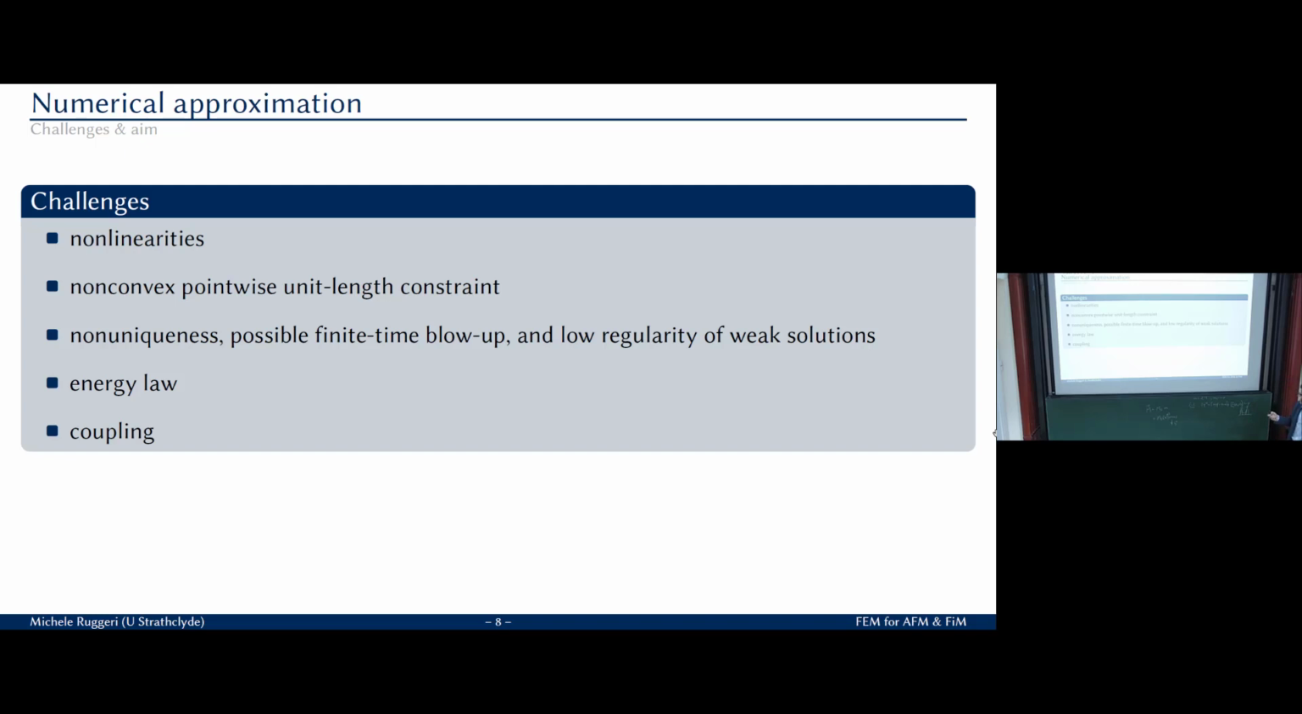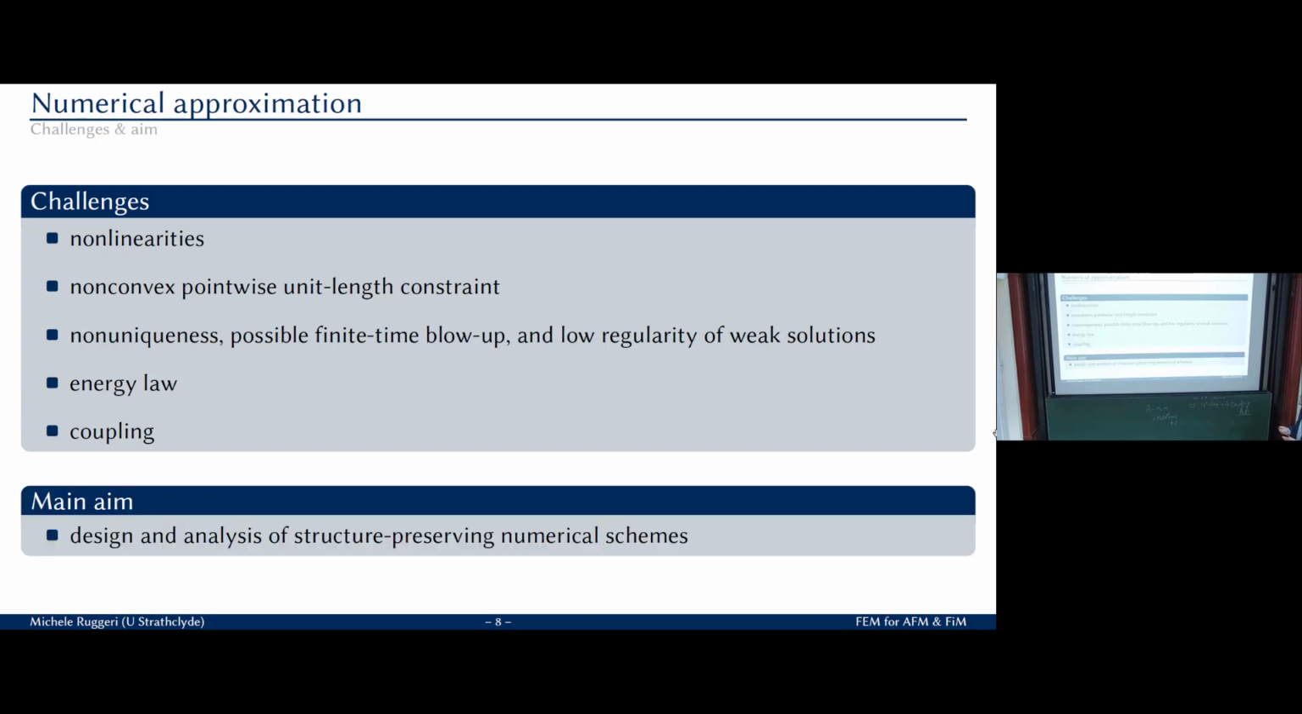Then you have the energy law that you want to preserve also at the discrete level, and in addition, you are dealing with a coupled system, so this should be done efficiently in order to make your simulation feasible. And the aim of my work here is, as I said at the very beginning, to design and analyze structure preserving numerical schemes, in which by structure preserving I mean exactly that I want these things to hold also at the discrete level, and if they do not hold, I want to understand the error that I make here. Okay? So let's start.